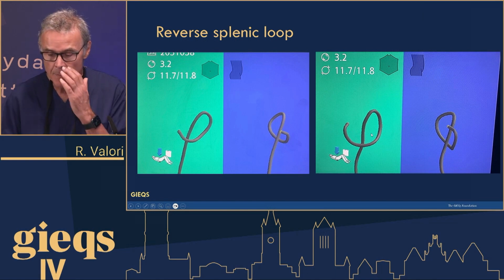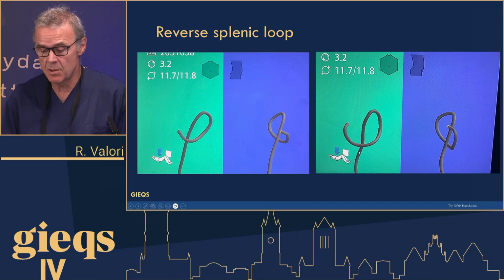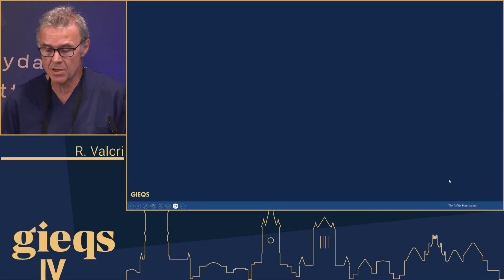And basically, what you need to do here is the same principle. You need to reduce the size of this reverse splenic, and then you have to apply a lot of anti-clockwise torque to bring this part of the scope or colon around in this direction. So anti-clockwise torque brings this round here and restores the scope into the right position.